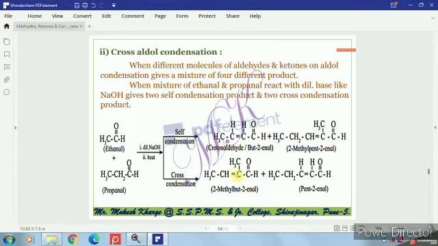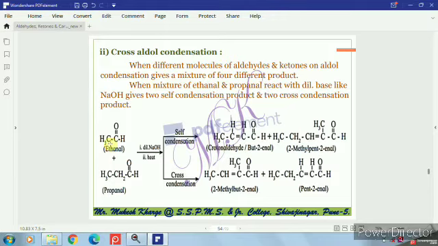Check here. This carbon contains CH3, so this will act as a carbanion and it will attack the carbonyl carbon of ethanal. So on loss of water we get 2-methylbut-2-enal.